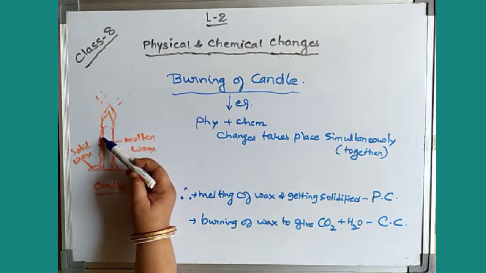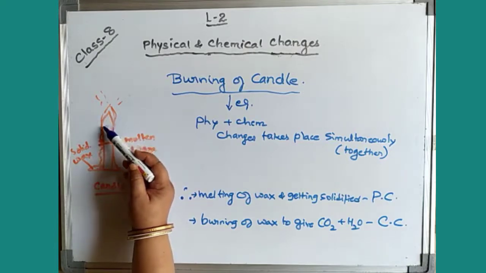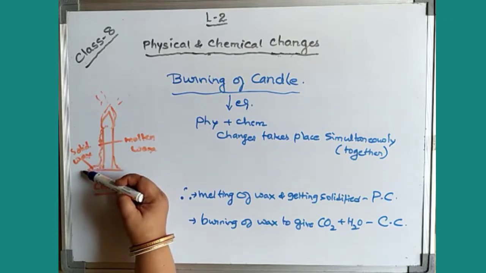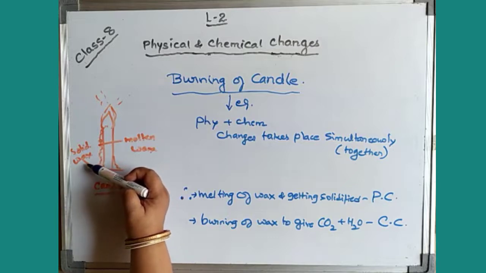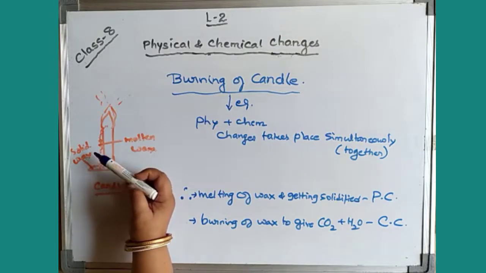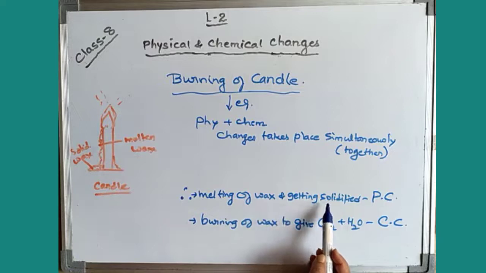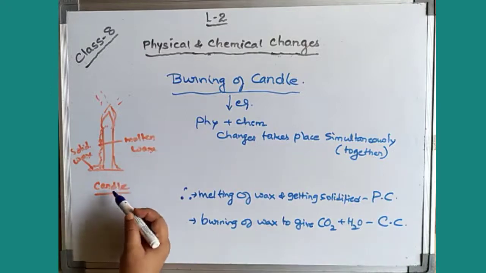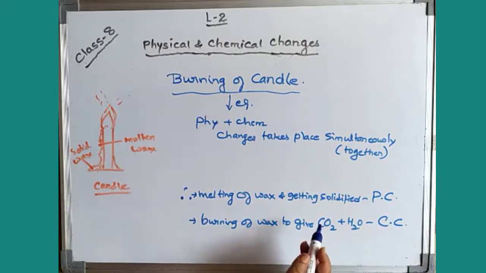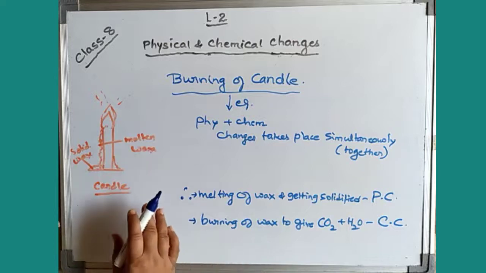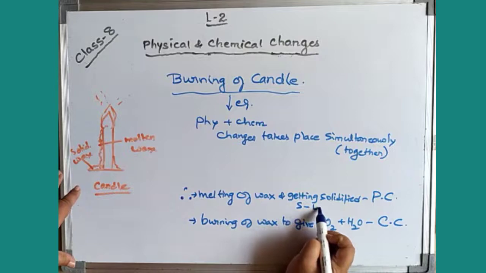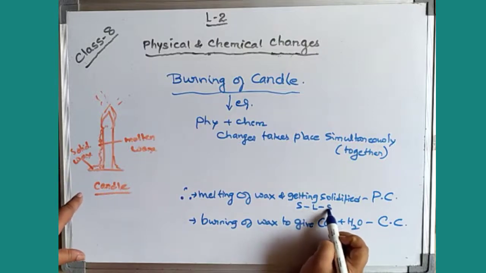First there was solid wax. After burning, it changes into molten wax, comes down, and when it cools on the floor, it gets back to solid wax. That means the melting of the wax and its getting solidified is an example of physical change. There is no loss of wax or anything, only a physical change of state from solid to liquid and, again on cooling, liquid to solid.